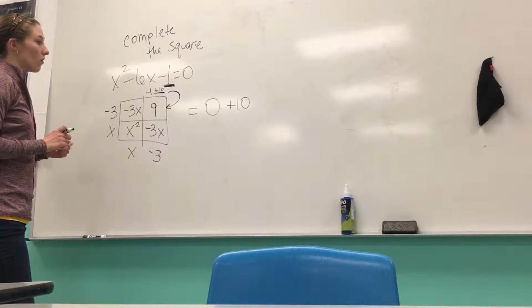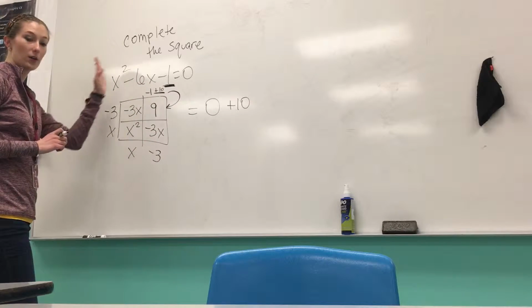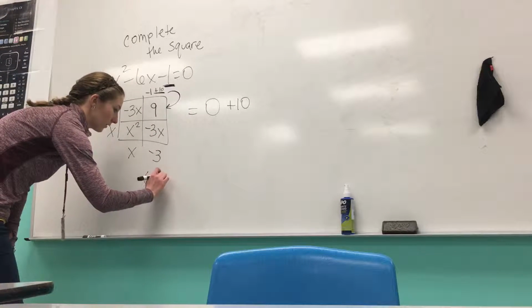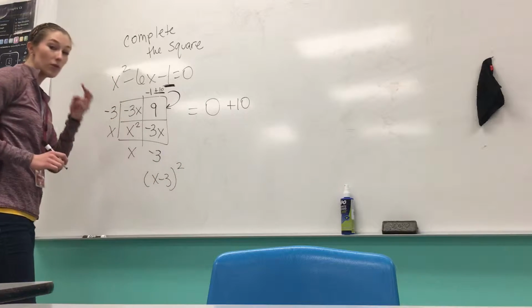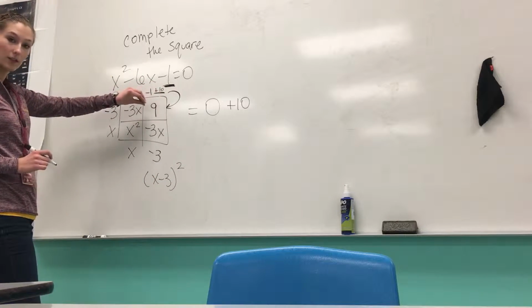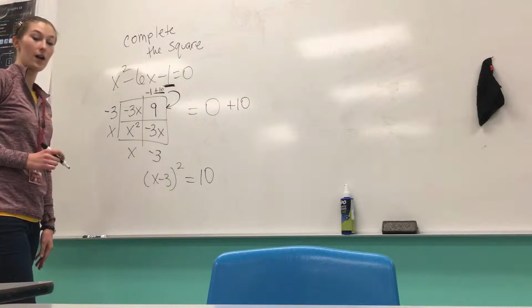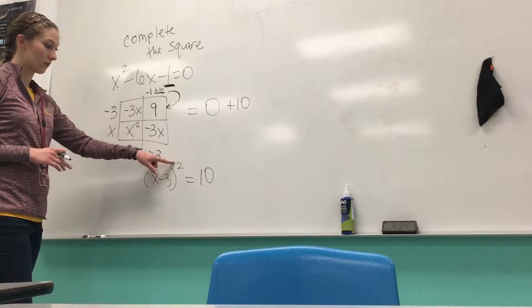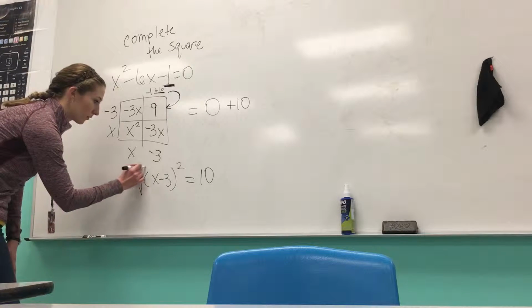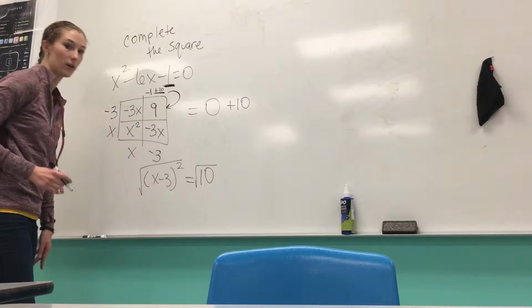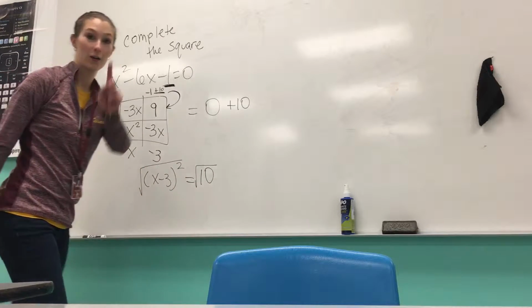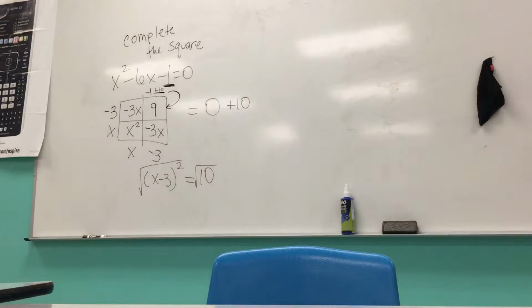All right? So we're going to write this as a product, which is x minus 3 squared, because there's two of the same exact things. This is now a filled in square, and it equals 0 plus 10, which is just 10. Right? From here we need to solve it. So to get rid of the squared, I'm going to take the square root of both sides. Now the square root of 10, I don't know. I got to go run and get a calculator real quick.